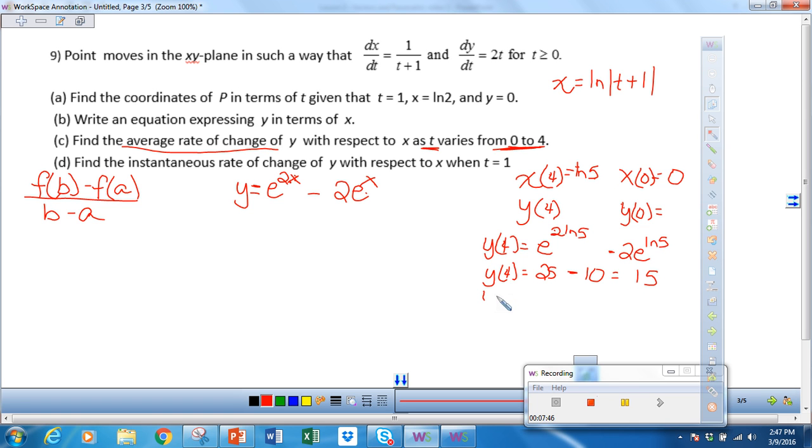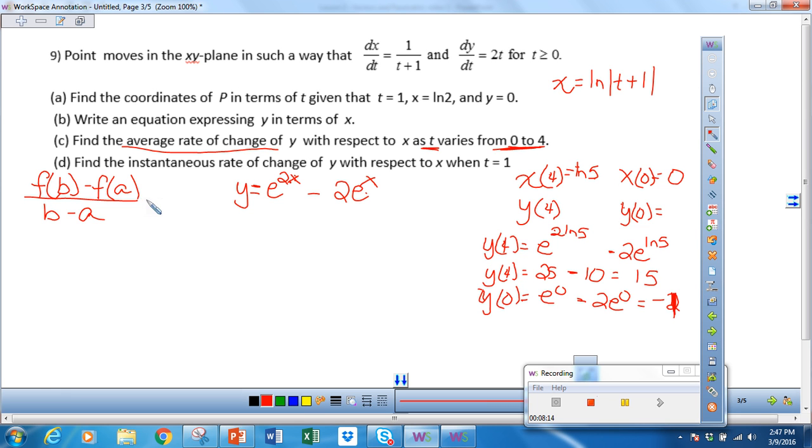And then y of 0, when we replace x of 0 here, y of 0 then would be e to the 2 times 0, which is 0, minus 2e to the 0, and that's going to give me negative 2. I'm sorry, negative 1. Sorry, bad math, because this is 1 minus 2, so that gives me negative 1. So these are the values that I'm going to use in this expression.